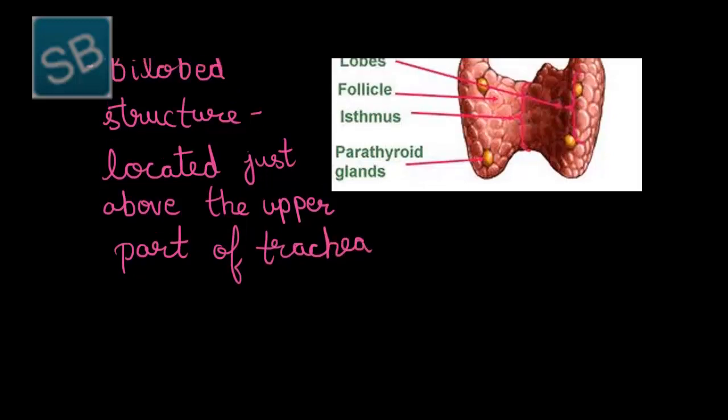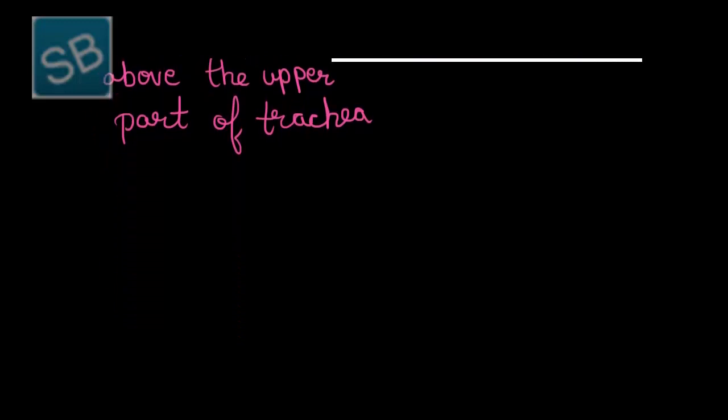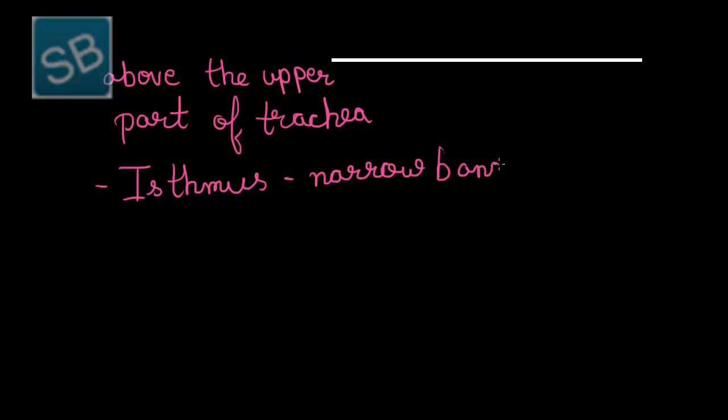As can be seen from the figure, the two lobes, that is anterior and posterior, are connected with each other via a median known as the isthmus. Thus, the isthmus is a narrow band-like structure which connects the two lobes of the thyroid gland.